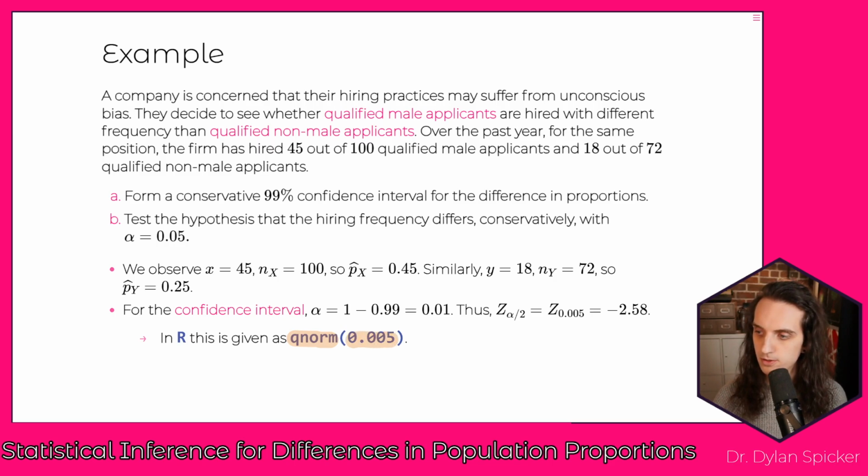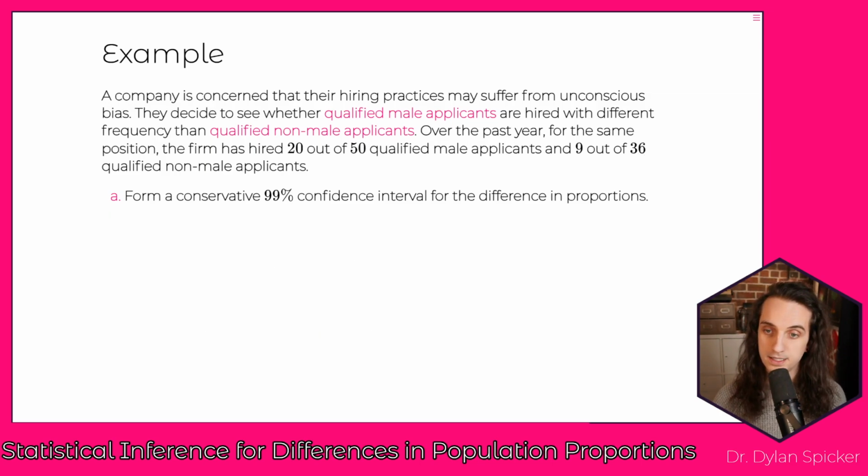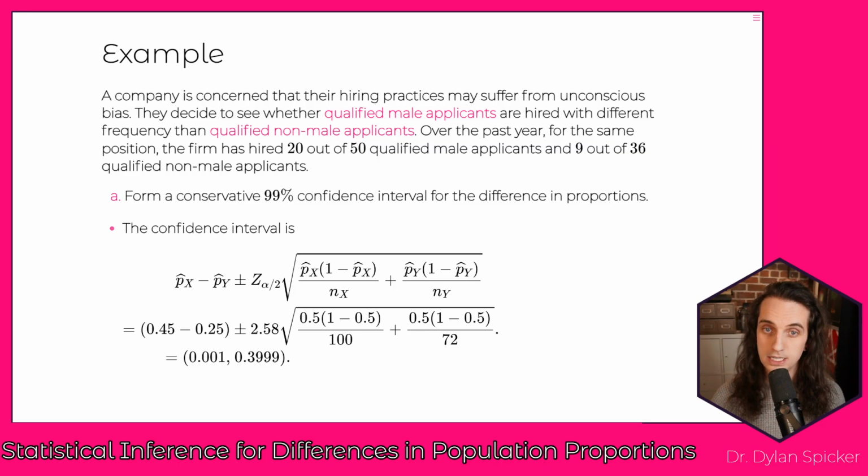So the qnorm of 0.005 gives us the negative 2.58 that we need here. In order to make these intervals as conservative as possible, we will use 0.5 for our proportions in our standard errors. So to form this confidence interval, we can look at the calculation: take our difference in proportions plus or minus our critical value times the estimated standard error.